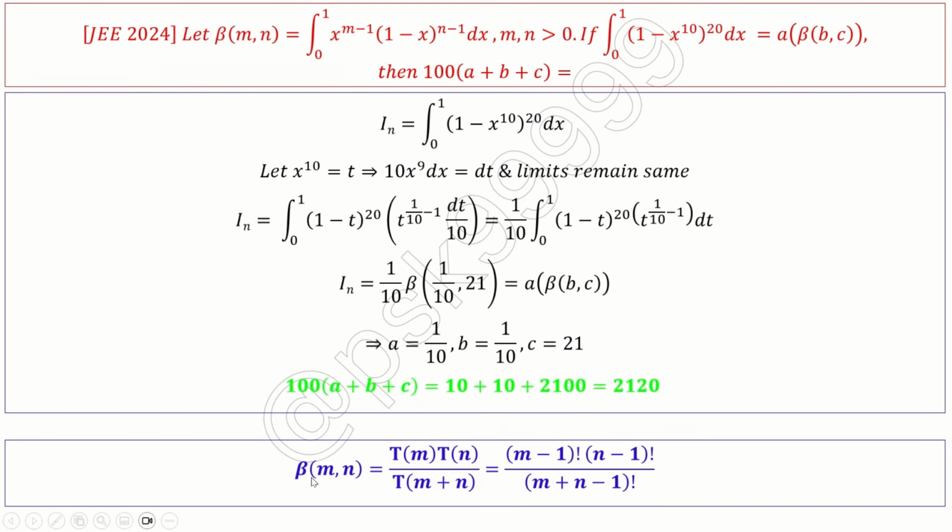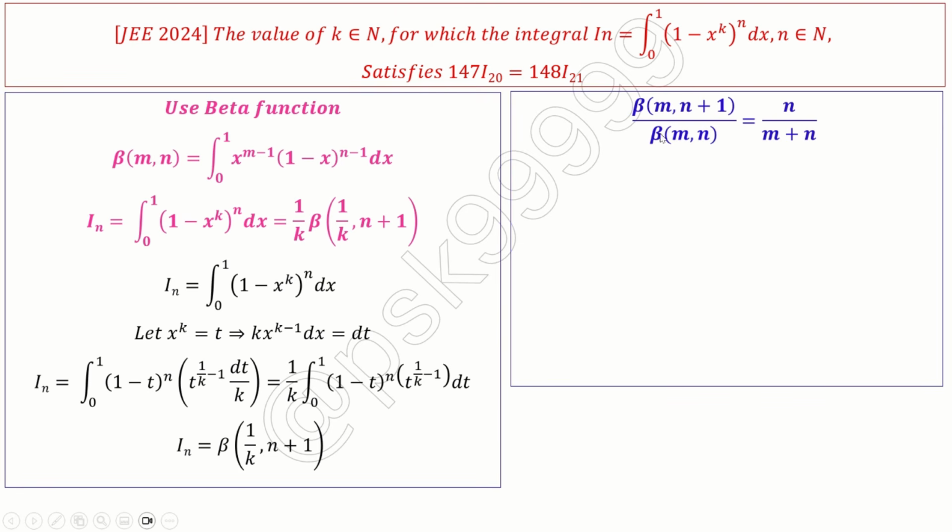So this is what we used in the previous question. Let me go back. This one, beta m comma n plus 1 divided by beta m comma n, right? Both betas have m factorial, so that gets cancelled. In the numerator, n factorial divided by n minus 1 factorial, so I'm left with n. On the denominator, I have m plus n factorial and here m plus n minus 1 factorial, so I'm left with m plus n. So hope you understand how this beta division has come.